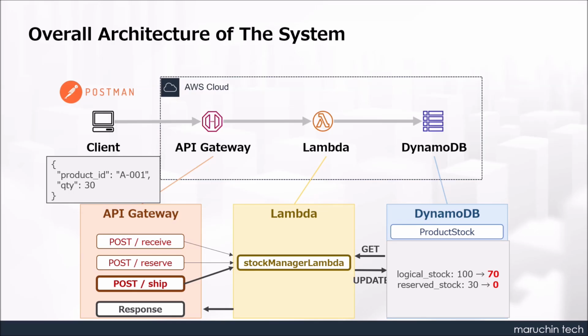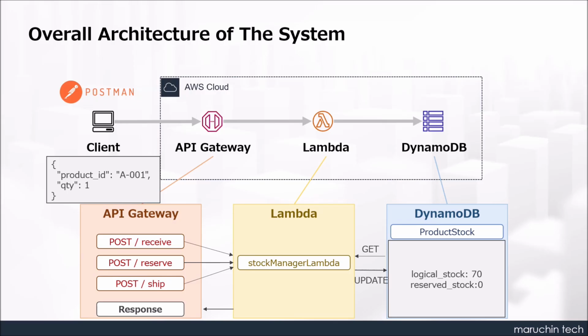Next, we will ship the 30 allocated items. We execute POST /ship to ship the 30 items allocated earlier from the warehouse. We verify that both logical stock and reserved stock decrease. Again, we verify the results via the Postman response message and the DynamoDB table.